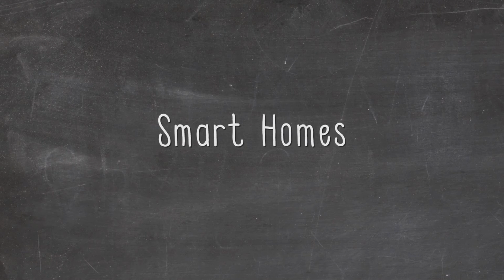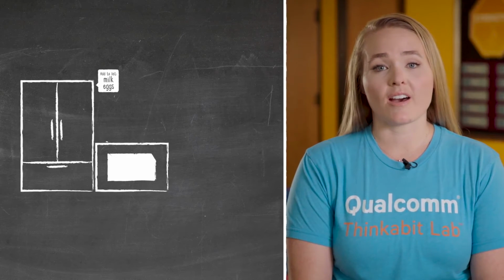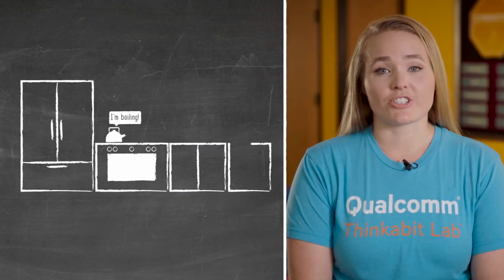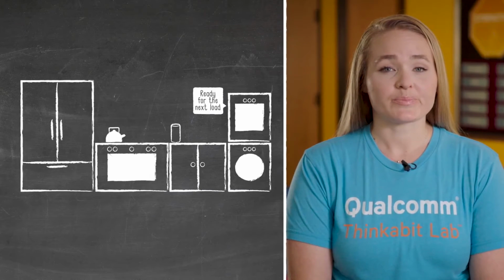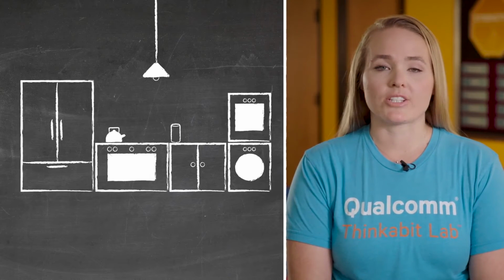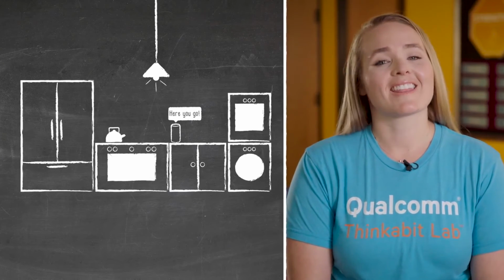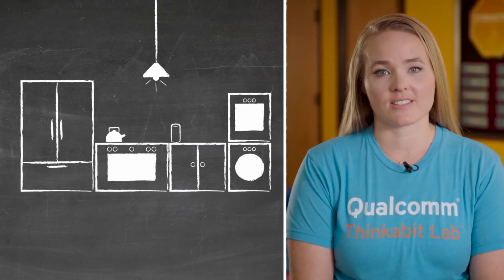Our next category is smart homes. This includes things like smart appliances, maybe a refrigerator, a stove, the oven, or even your washer and dryer are connected to the internet. It could also include things like your lights. So you're able to walk into your house and say, "Alexa, turn on the lights," and your lights turn on. That's part of the Internet of Things.